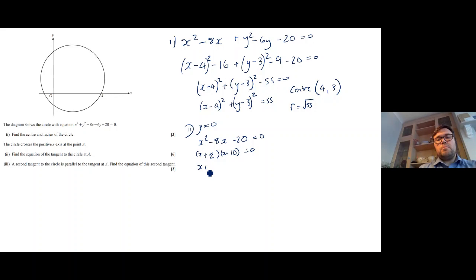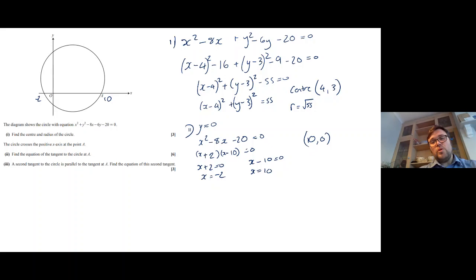So I've got x plus 2 equals 0 and x minus 10 equals 0, so x equals minus 2, which is obviously this part over here, and x equals 10, which is this part here. So we know that this coordinate is 10, 0. We just worked that out, and it says find the equation of the tangent at A.